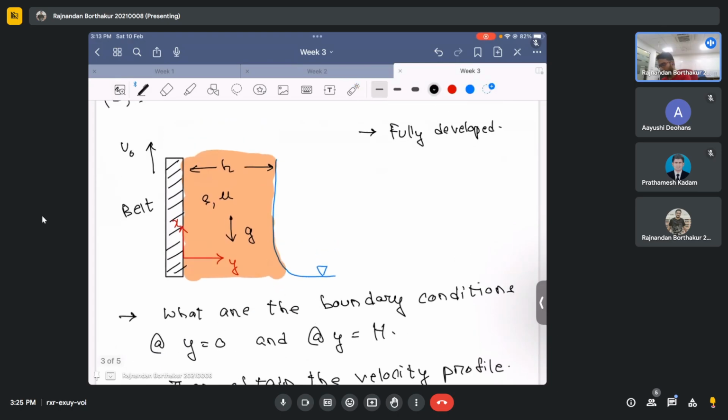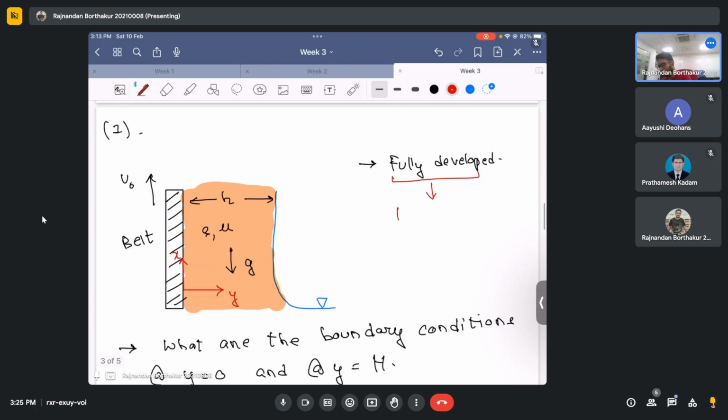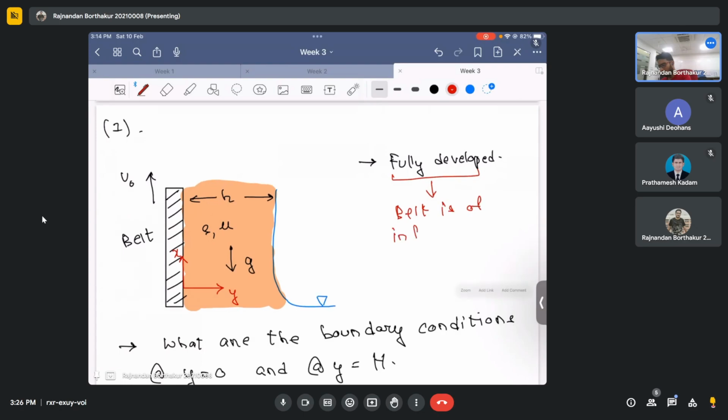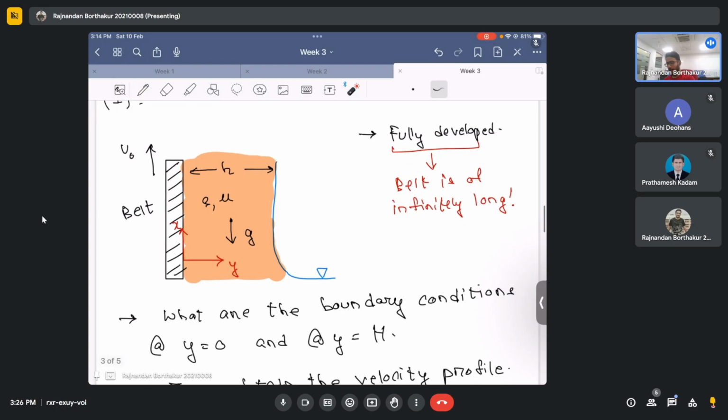So I'll write one more thing. The idea behind this fully developed assumption is that the belt is infinitely long, such that the end effects are neglected, or you can say that in the x direction, the gradients will become equal to 0. This is the idea behind the fully developed condition. I hope this is clear to you.